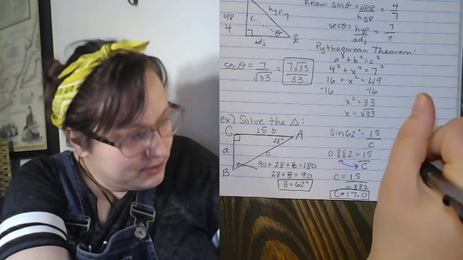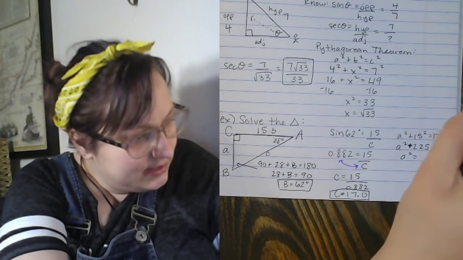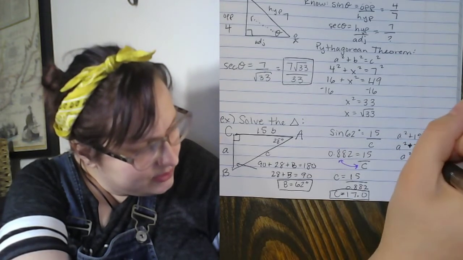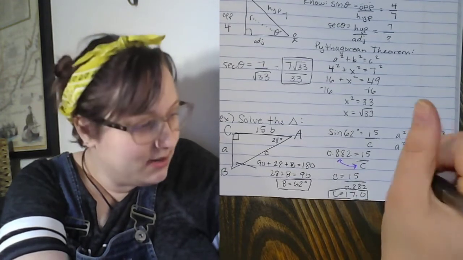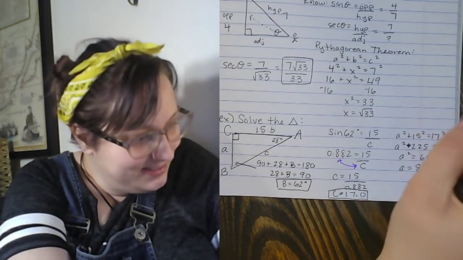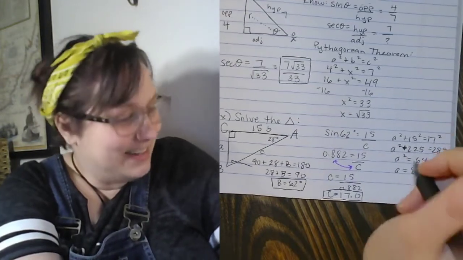So if I subtract 225, I get 64. Y'all, that's a nice number. A equals 8. Well, I didn't actually expect that.